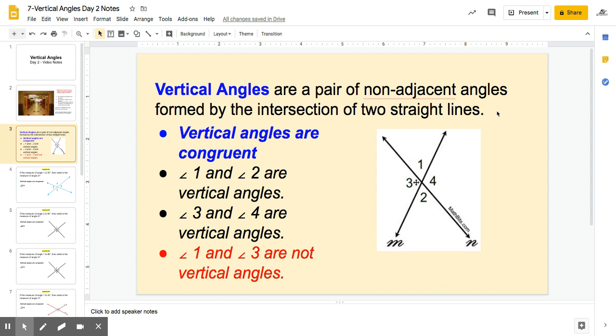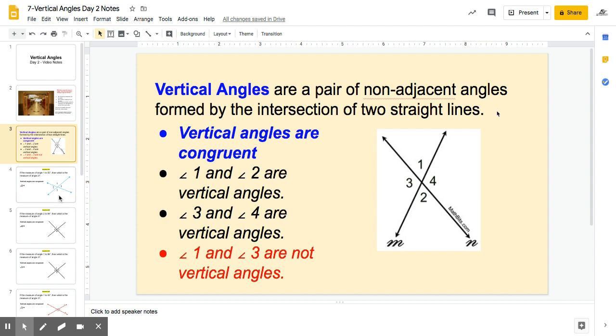Okay, so they always form when we have two intersecting lines shown in this picture, and they're across from each other. So here's the point of intersection. The vertical angles have to be across from each other. So in this picture, angle 1 and angle 2 are vertical angles, which means that angle 1 and angle 2 are going to have the same angle measure. Angle 3 and angle 4 are vertical angles with each other, which means they're going to have the same degree measure as well. Now, angle 1 and angle 3 are not vertical angles. They are not across from each other. They are right next to each other.